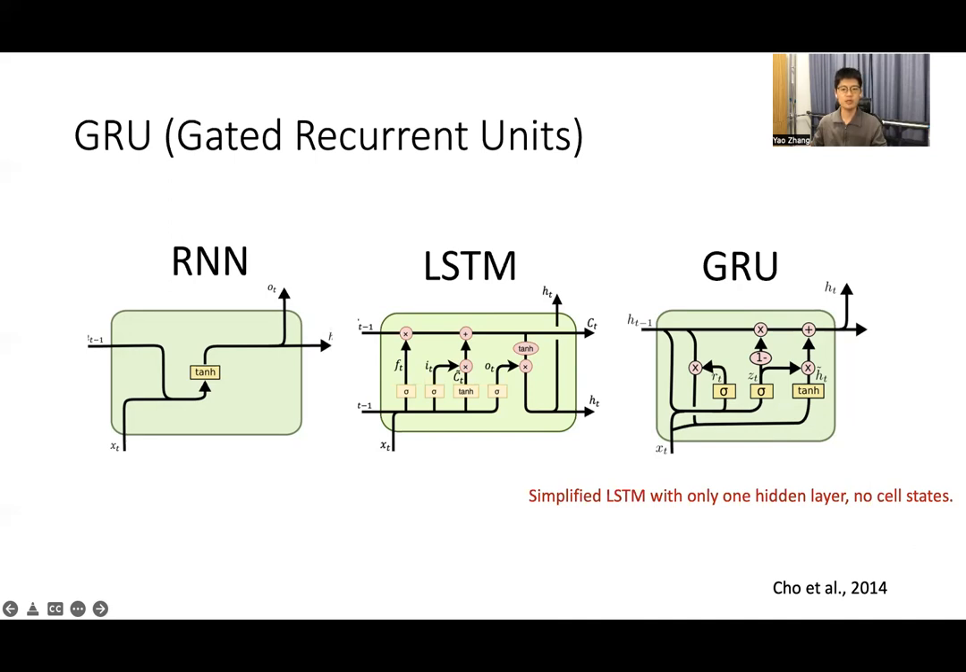Compared to the LSTM, it has only 1 hidden layer with no cell states. Compared to the RNN, it has multiple gates within the cell. So it allows the hidden state to be changed under certain circumstances, so that the information will last longer.